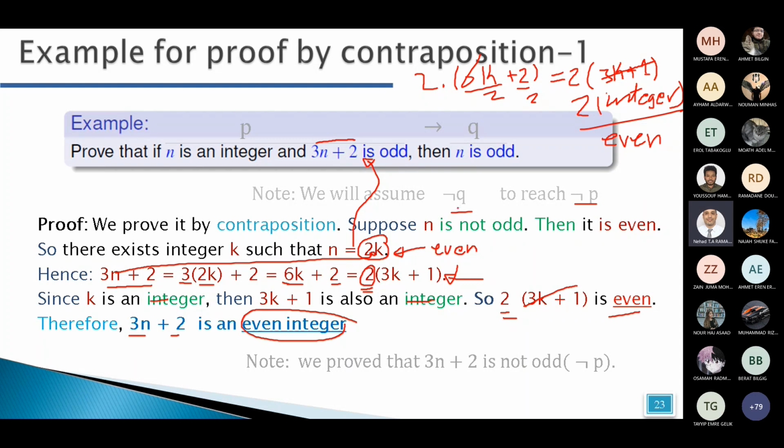So we start with not Q, which is n is even, and we reach not P, which is 3n plus 2 is also even. So we prove the contraposition. And in this case, we can say that this statement is true, because if we have the contraposition true, the original statement is true.